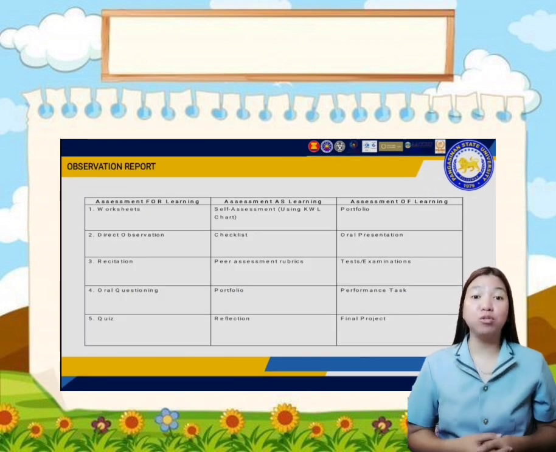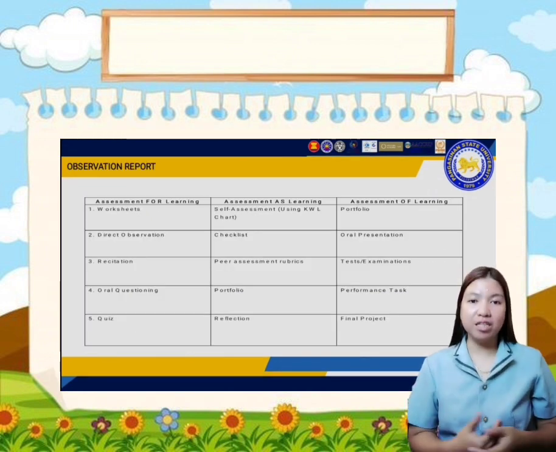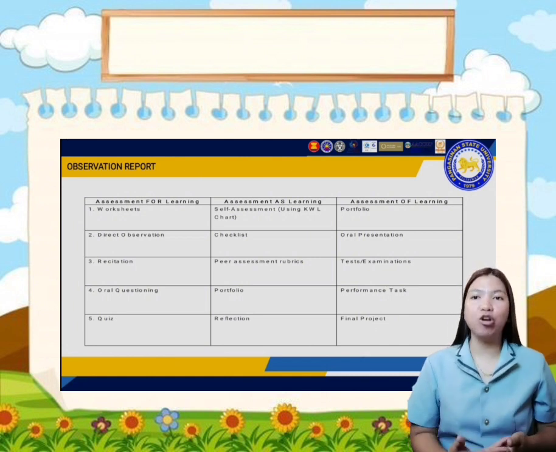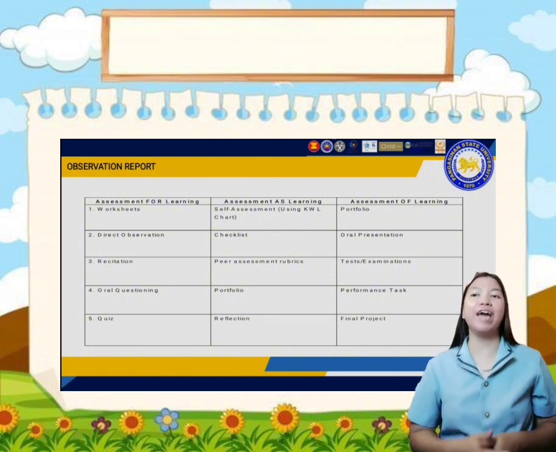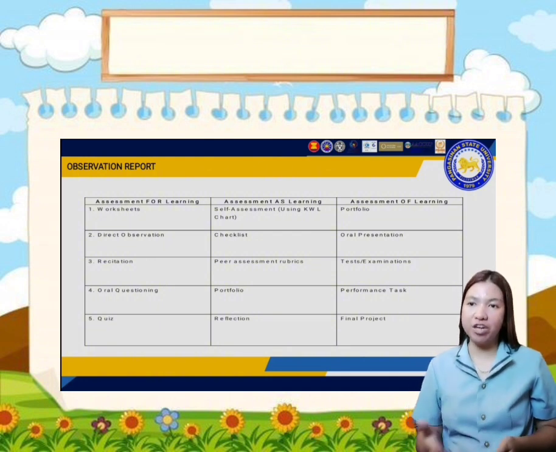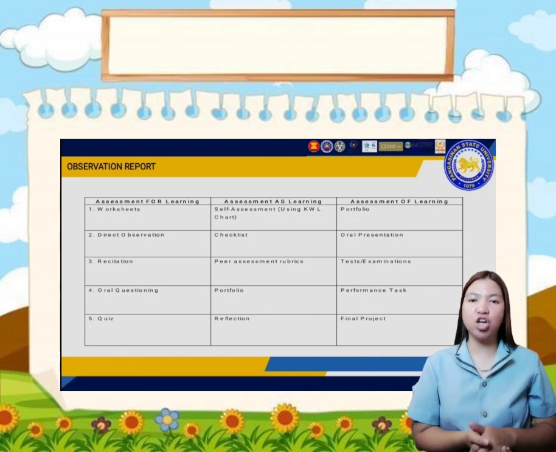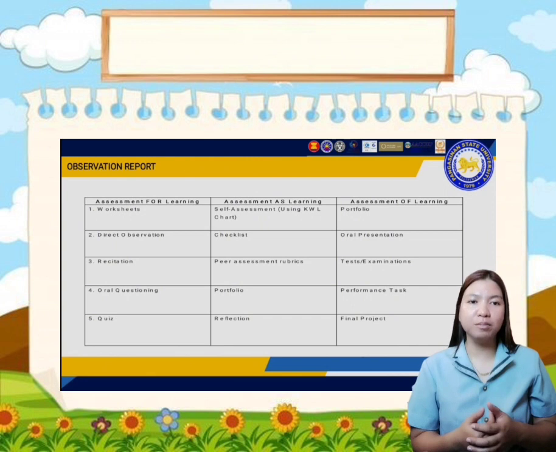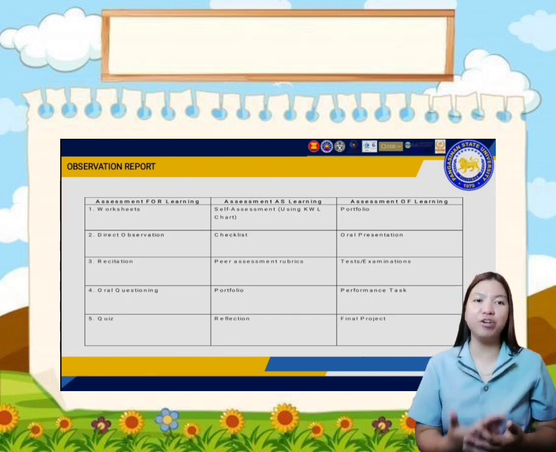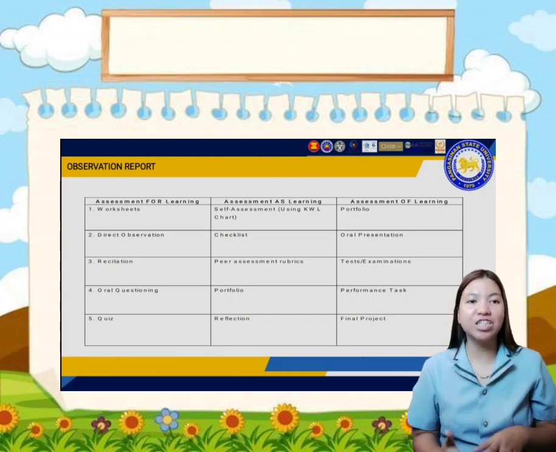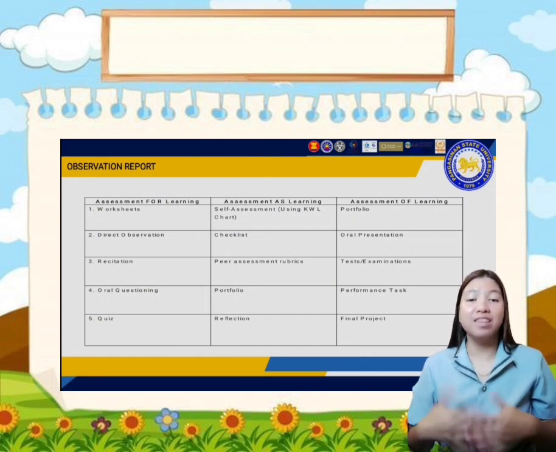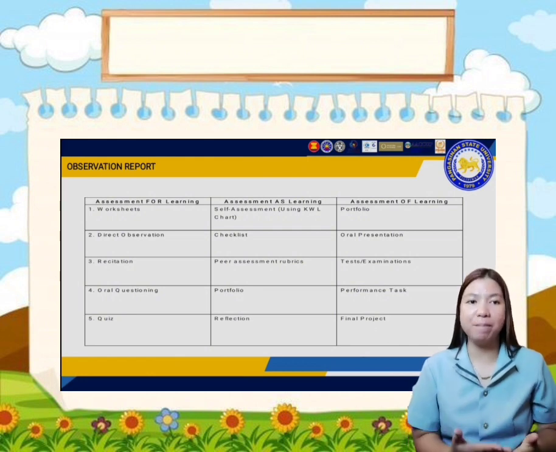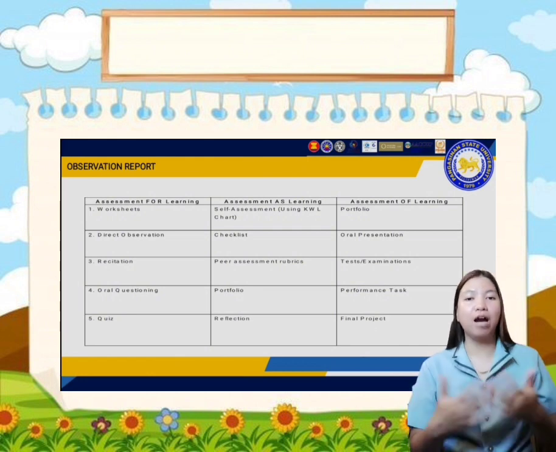So now we have the observation report. We presented here a table which lists down all the forms of assessment tools used by the teachers that we have observed. For assessment for learning, we have the worksheets, direct observation, recitation, oral questioning, and quizzes. These assessment tools enable teachers to use information about students' knowledge, understanding, and skills to inform their teaching. As well, with this assessment, teachers provide feedback to students about their learning and how to improve.